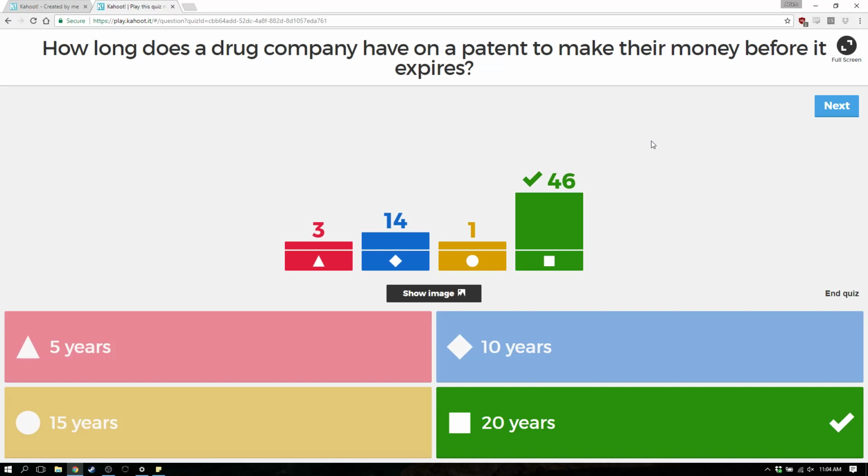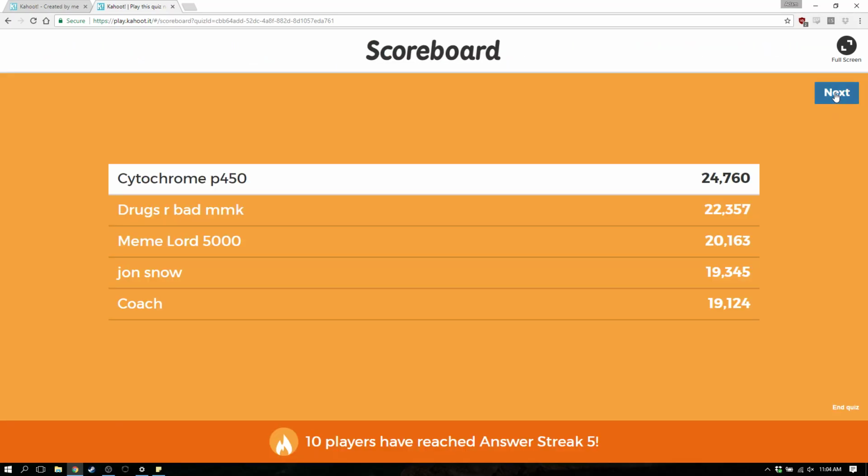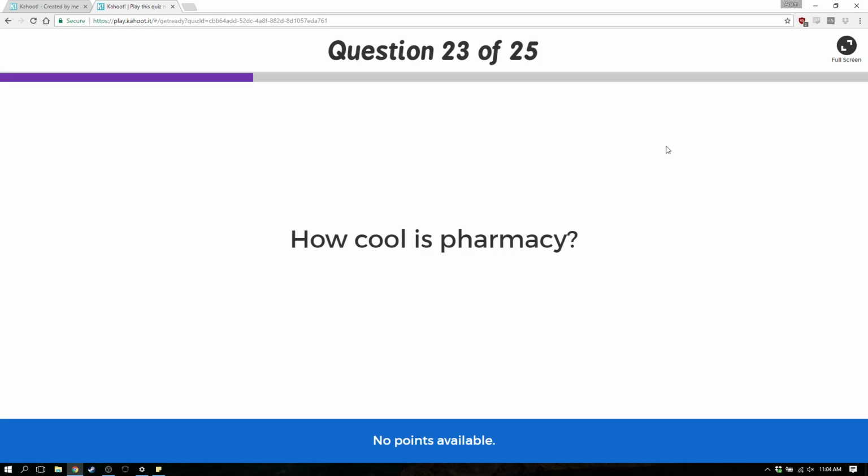Because again, for every drug that comes out in the market, there are thousands and thousands that have never seen the light of day because of poor safety and things. They still cost money. Okay. How cool is pharmacy?